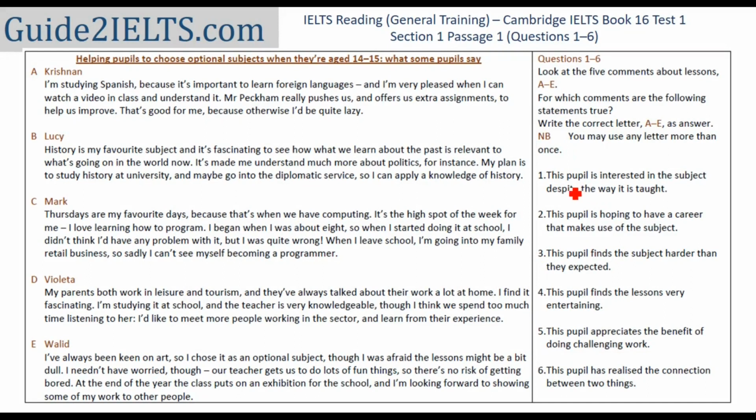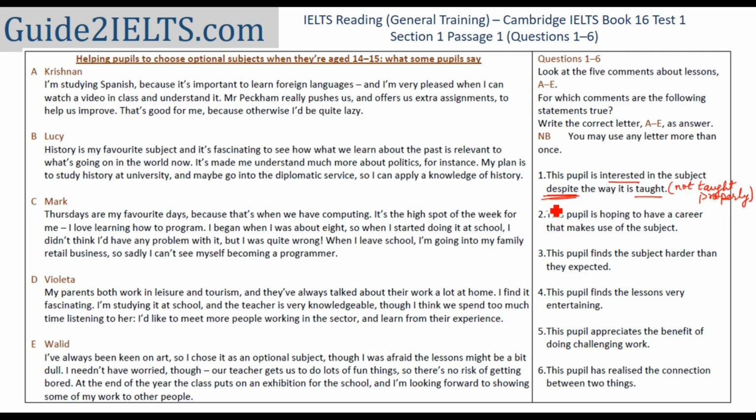This pupil is interested in the subject despite the way it is taught. Despite is important to the understanding of this statement. What this statement is saying is that the subject is not taught properly and still this person is interested in the subject. What I'll be looking for when scanning the passage for this statement is any information about a teacher, about teaching, and wherever I find it mentioned, I'll read if there is any information about the teaching not being done properly.